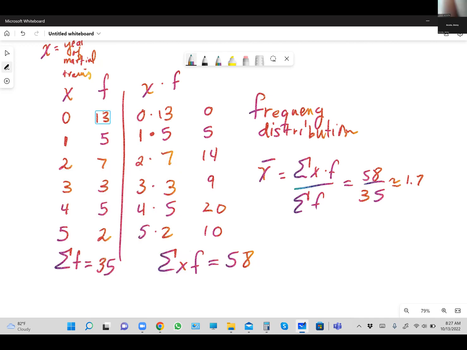This is a mean for a frequency distribution. The previous one was a weighted mean. Do you see the difference between weighted and frequency? Okay, but we're not done yet.